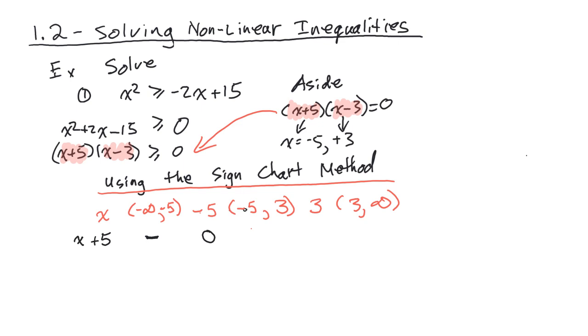Between negative 5 and positive 3, pick a number. Let's say the number 0. Is 0 plus 5 greater than 0? Yes, it is. So that's a positive. So all we care about is whether it's positive or negative. Now, at 3, it's positive and positive.